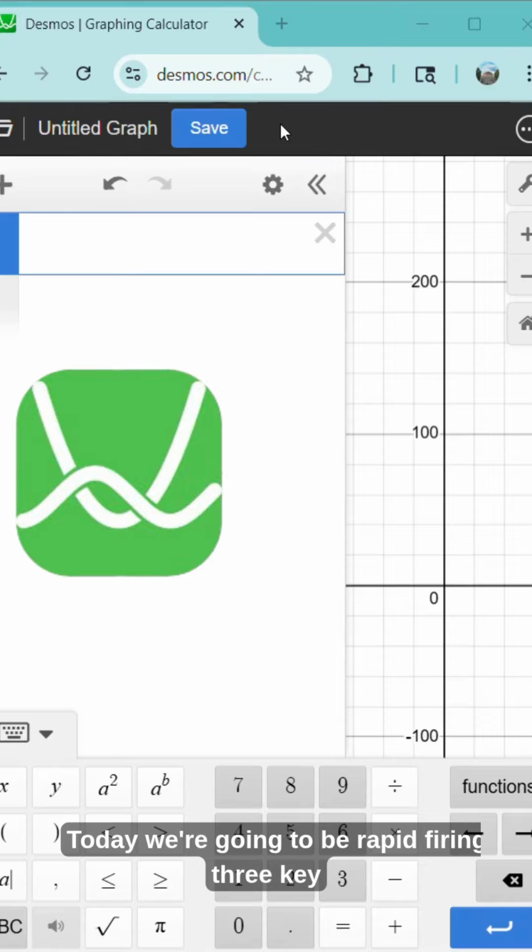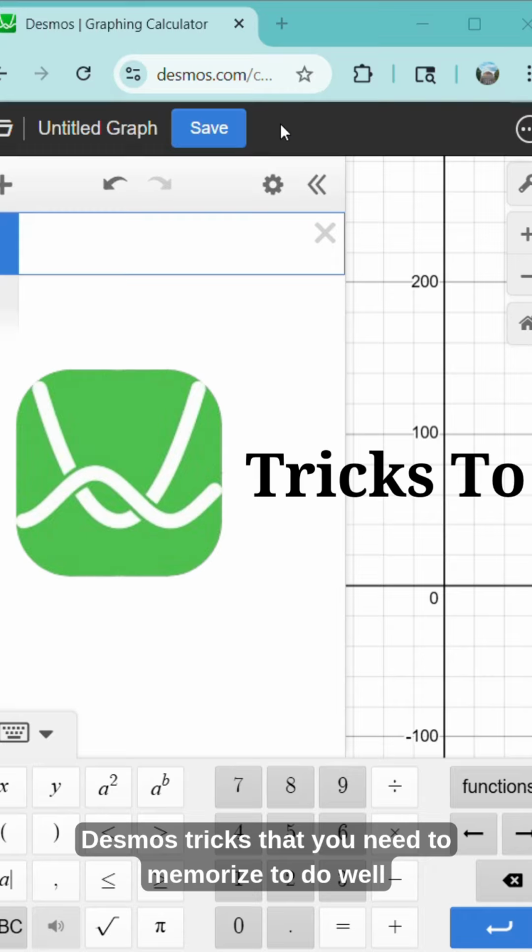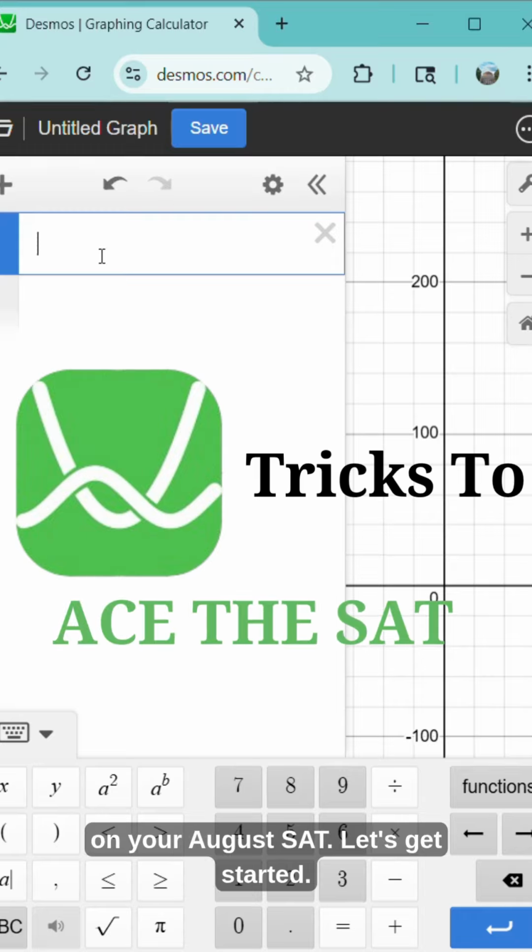Today we're going to be rapid firing 3 key Desmos tricks that you need to memorize to do well on your August SAT. Let's get started.